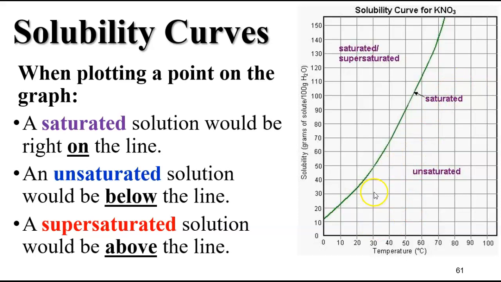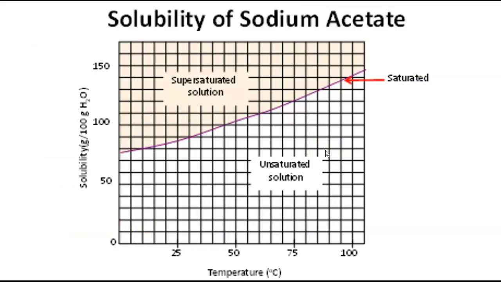So for example, if it fell right here, okay, I would say, well, at 30 degrees Celsius, if I dissolve 30 grams, it's not full. It could still dissolve approximately 18 grams more to get to that line, okay? And then supersaturated is if the point falls anywhere above that curve. So let's look at some examples.